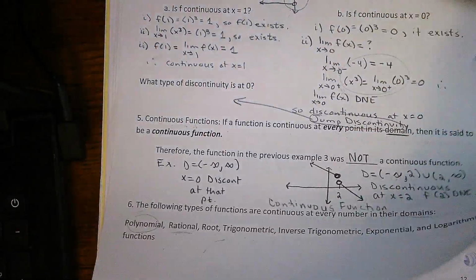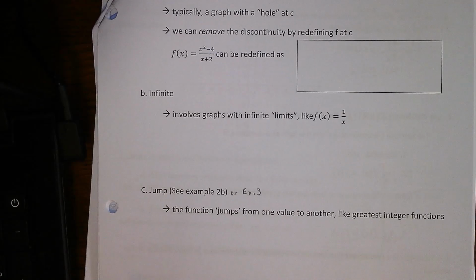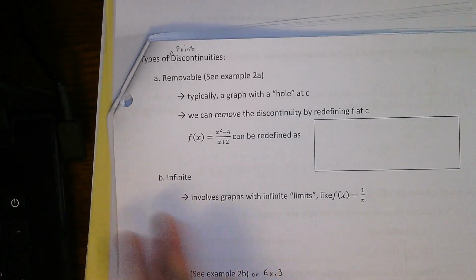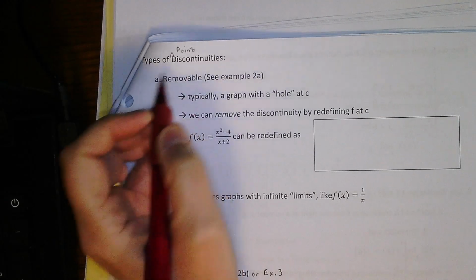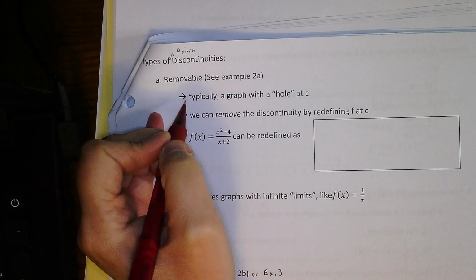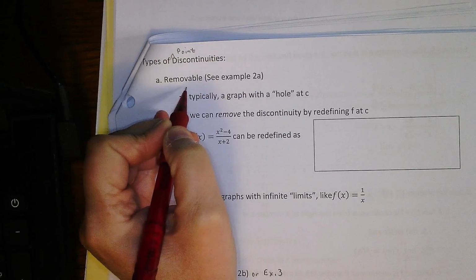Okay, back to this. This is the discussion about removable discontinuities now. Okay, so there are types of point discontinuities. We talked about them at the very beginning. Okay, so we have removable.